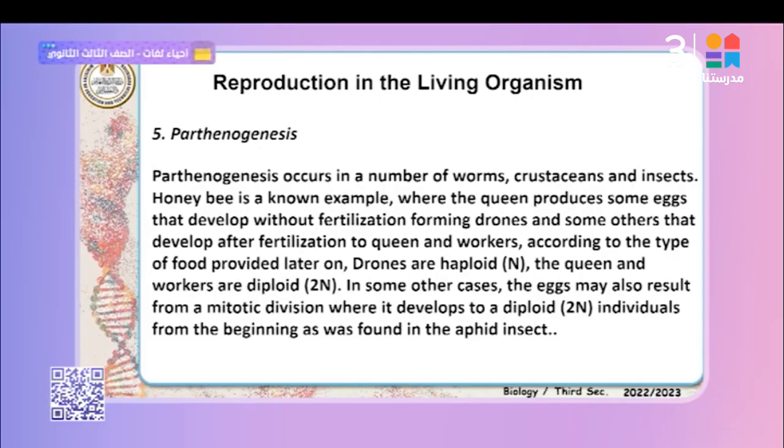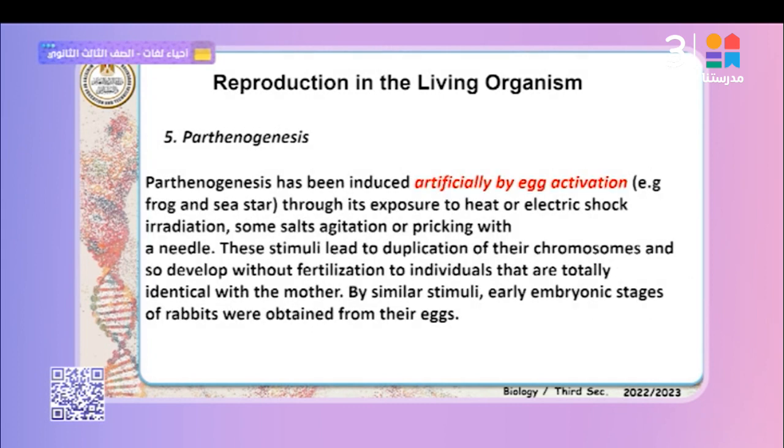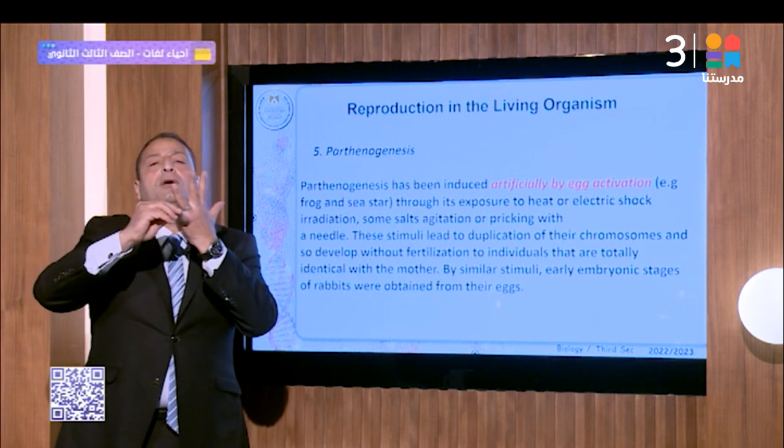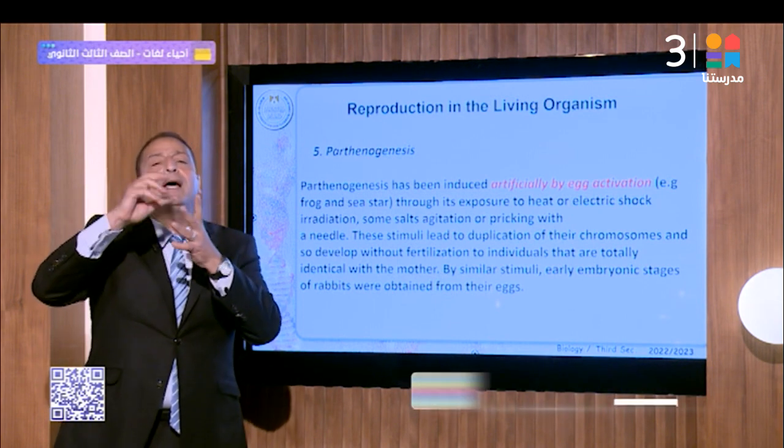Okay? In some other cases, the egg may also result from mitotic divisions, where it develops to diploid 2N individuals without pairing, as was found in the aphid insects. That's right. Okay? Parthenogenesis artificially. Artificial parthenogenesis occurs, for example, in frogs, sea stars, or rabbits.